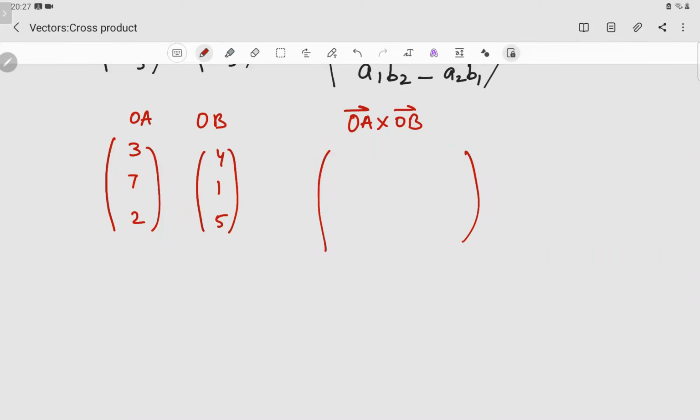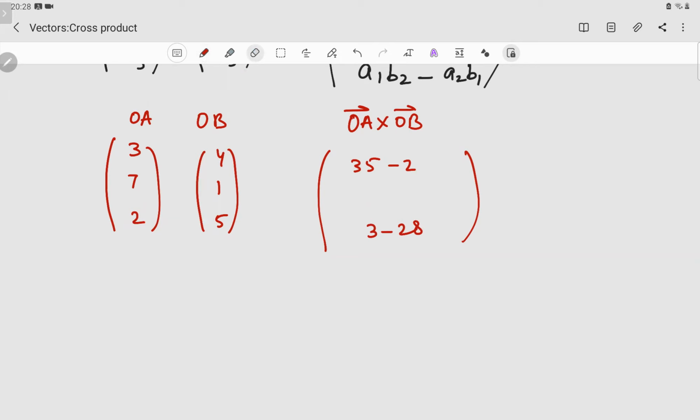For this, in order to find its first entry, I will put a line on the first entry of OA and OB. And then I'll multiply 7 with 5 and subtract the product of 2 and 1. So this gives me 35 minus 2. So in this way, I found the first entry, okay? Now, if I want to calculate the third entry, I'll hide the third entry of OA and OB. And then I'll calculate this determinant: 3 into 1 minus 7 into 4. That means 3 minus 28. And in this way, I will calculate the third entry.